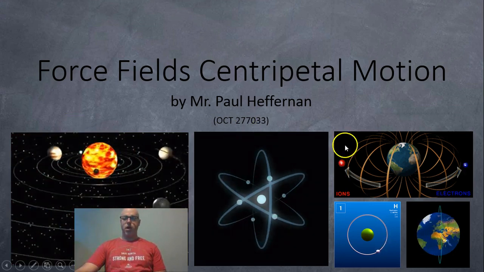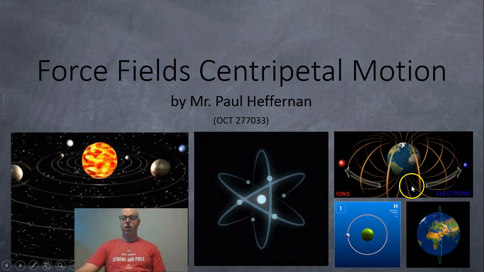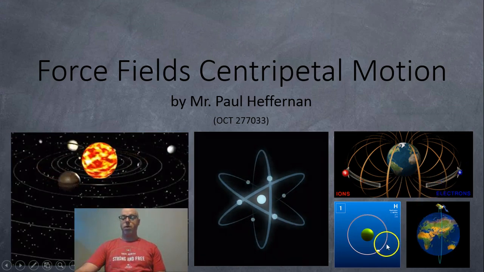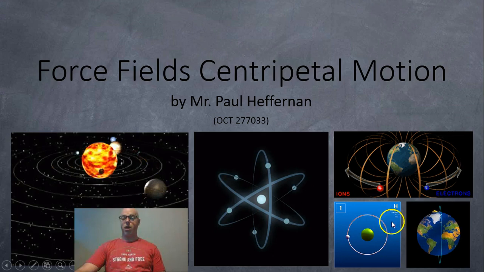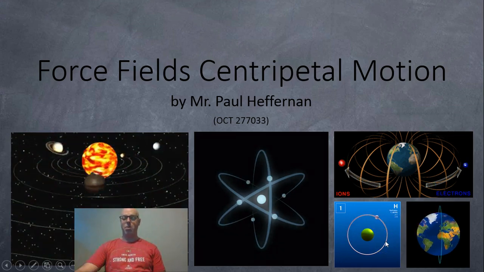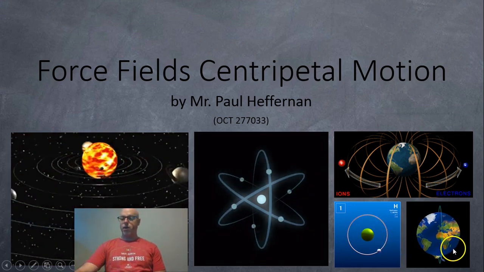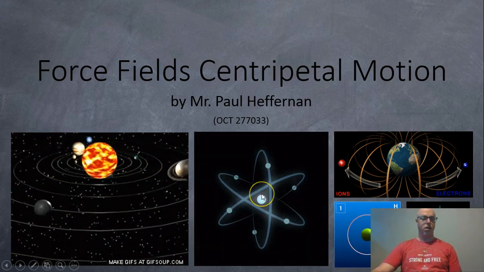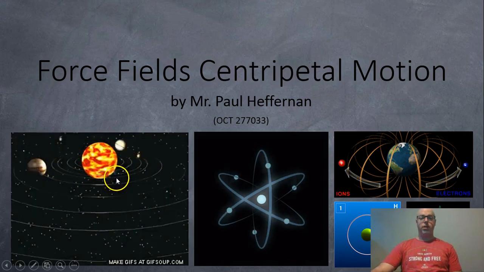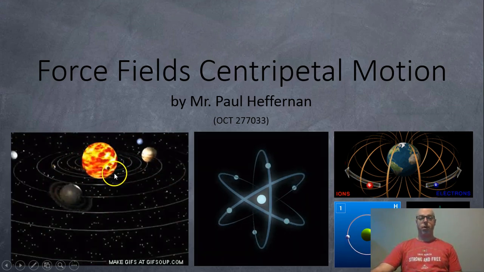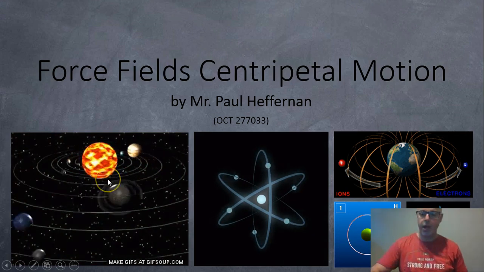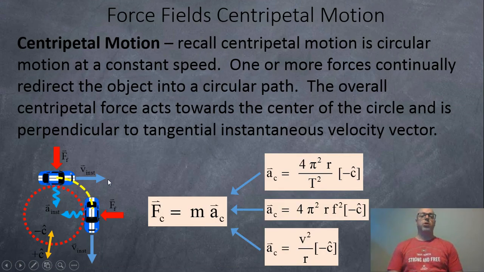So as you can see, we've got ions hitting the Earth's magnetic field and then traveling a circular path. An electron orbiting a proton, which doesn't really happen that way. And we've got a satellite over here. Here we've got some electrons orbiting a nucleus, and planets orbiting a star. Of course, the star is kind of turning at the same rate as the planets. Kind of silly. So, centripetal motion.